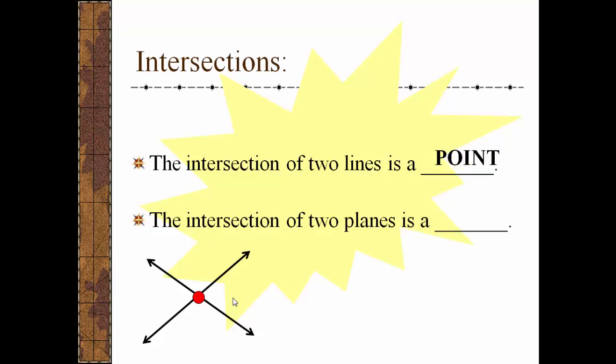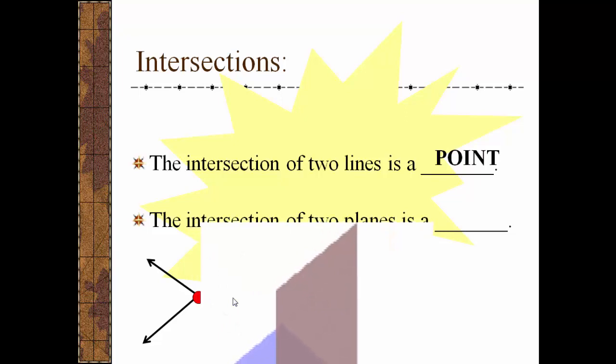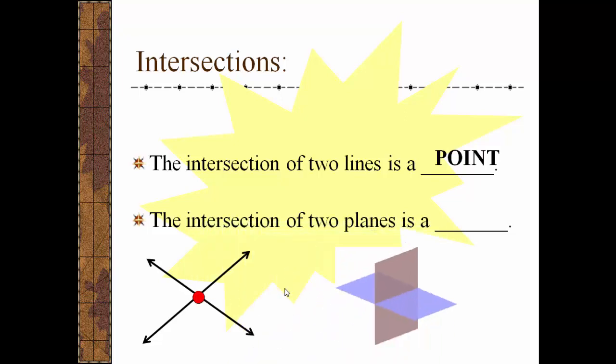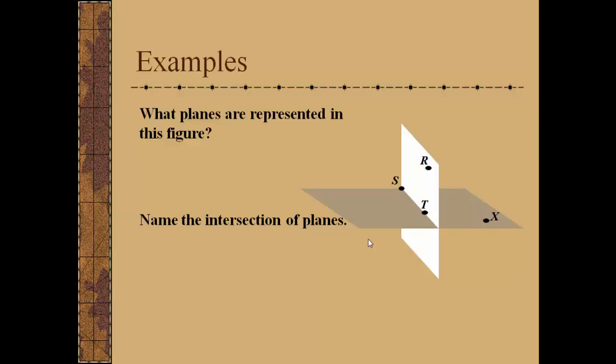Now let's look at the intersection of two planes. Here we have a blue plane and a purple plane. If we were going to describe this spot that they intersect using one of our undefined terms, which one would we use? Well, if you're looking, you can see that we could easily draw a line going through that intersection. So the intersection of two planes is a line.